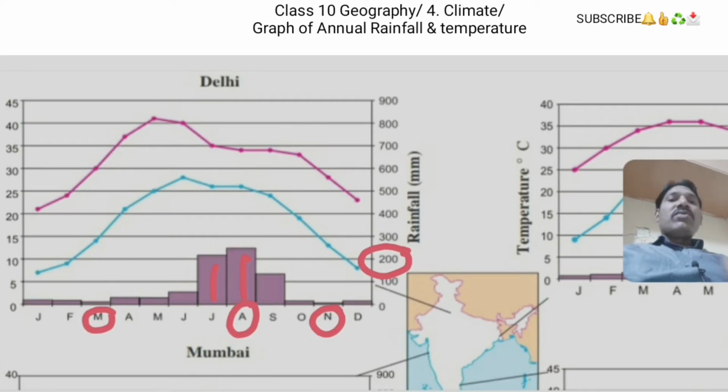Okay, so this is about the rainfall. Now let's try to understand the minimum temperature of Delhi city. Here we can see a curved line, with a lot of ups and downs.